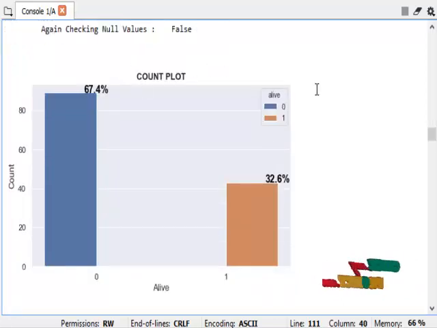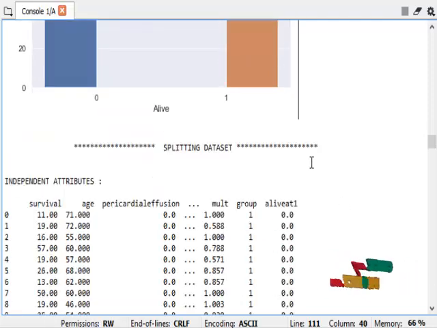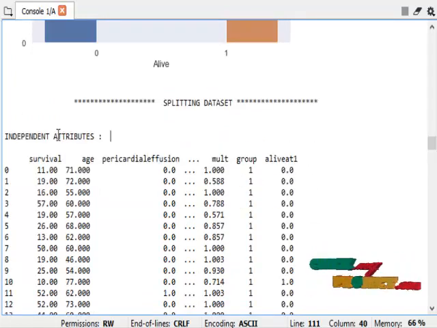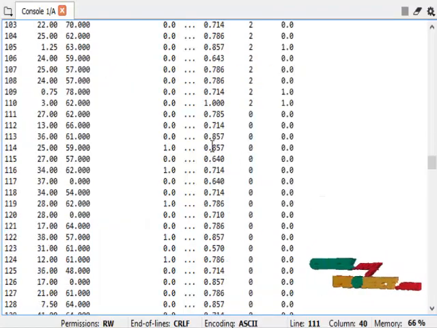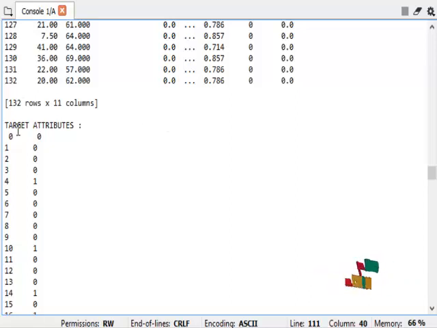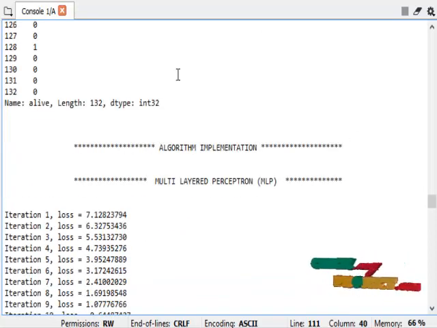And then count plot graph. Count plot graph based on our target column. 0 is 67.4%, and then 1 is 32.6%, and then splitting our dataset. Ratio is 70-30. These are independent attributes, and then these are our target attributes. After this process, implementing algorithm.